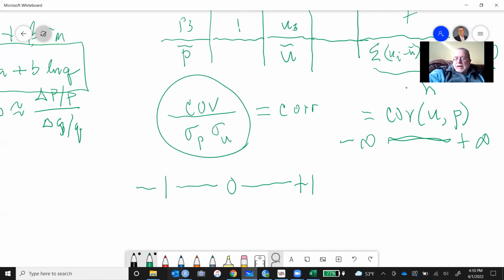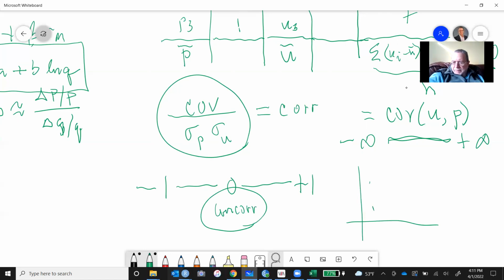A -1 is extremely negatively correlated. And 0 has the notion of having no statistical relationship at all. It's just a great big cloud. It will look like this in a scatter plot.